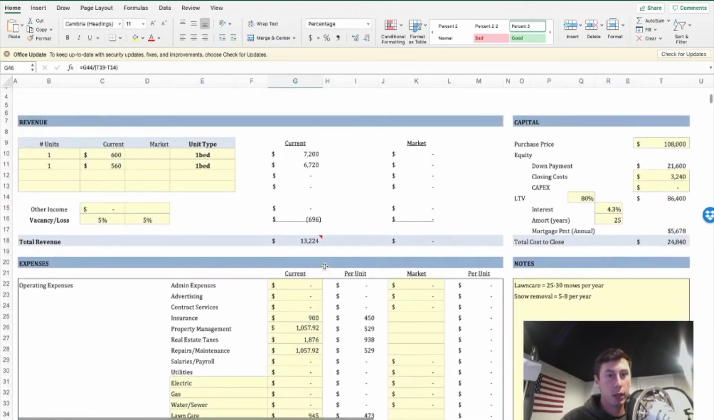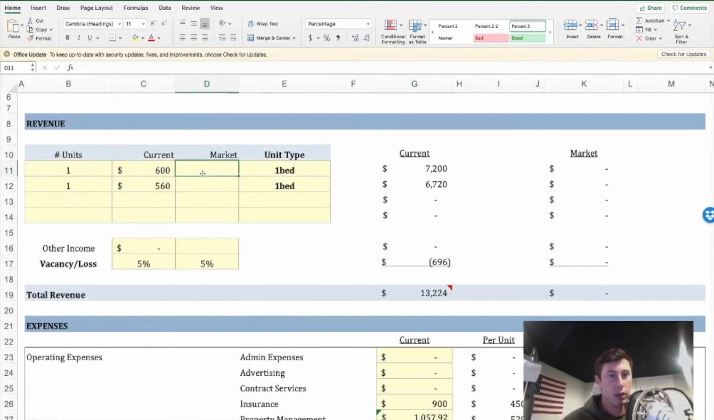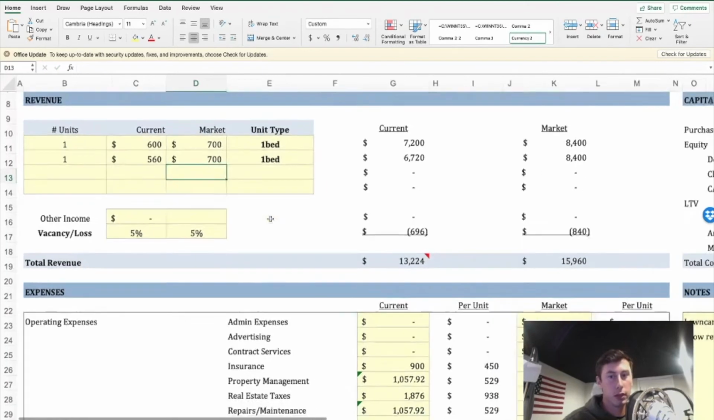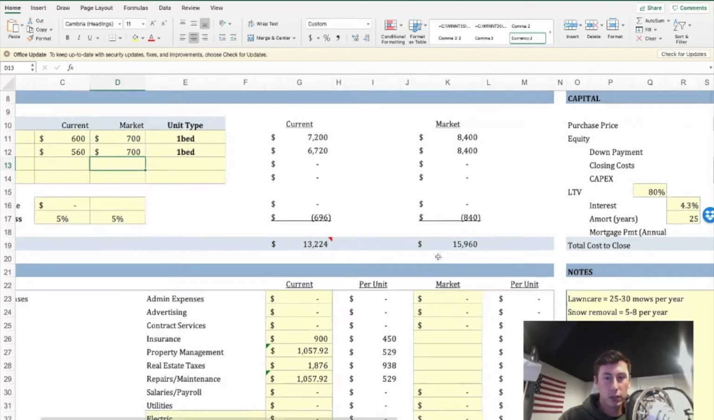And that's why we're going to go up here and fill out the market, what I actually think it's going to be. I know this market and it's appreciating. There's a lot of stuff going on in that area. And I'm going to go ahead and tell you that it's going to rent for about $700 per unit. So automatically it went from $13,224 to $15,960.